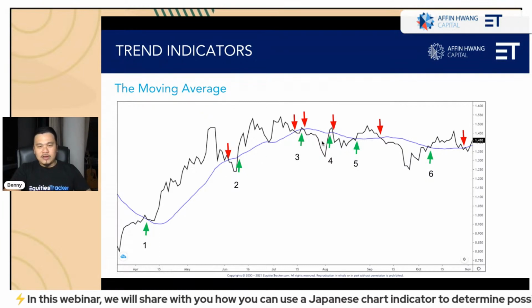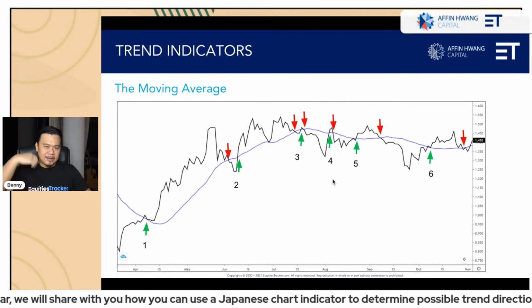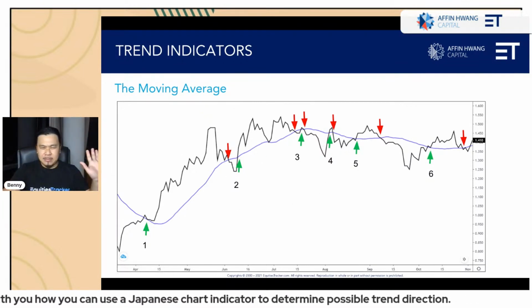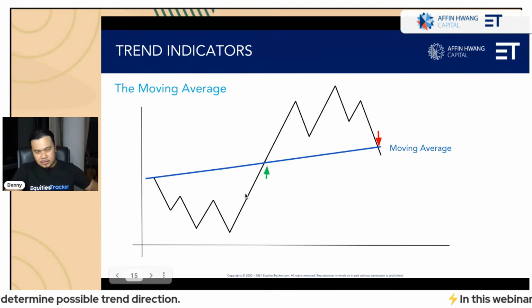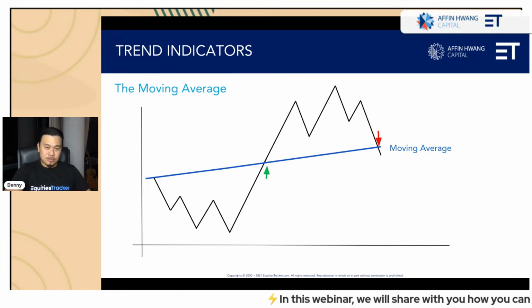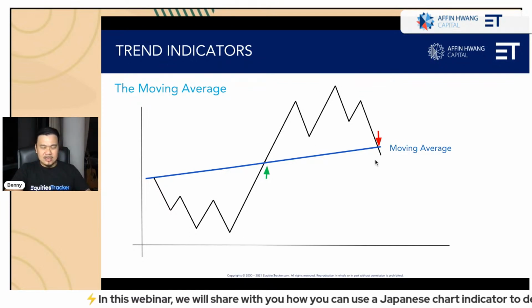So if I'm going to go on further, let's say I study about the moving average, and this is how we should be using it, for example. That means when the price crosses above the moving average, we buy because it's turning bullish. And when the price goes below the moving average, we sell because it's turning bearish.